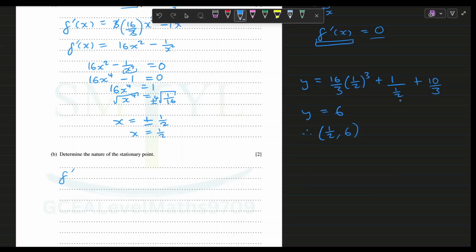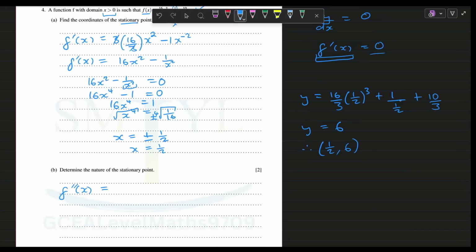So in this case, that's denoted by f prime prime of x. And you get that by differentiating your f prime of x. So start by differentiating 16x squared. Bring down the 2 times 16x, subtract 1 from 2, you get a 1.